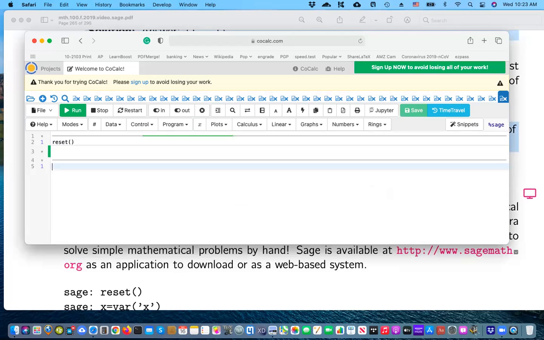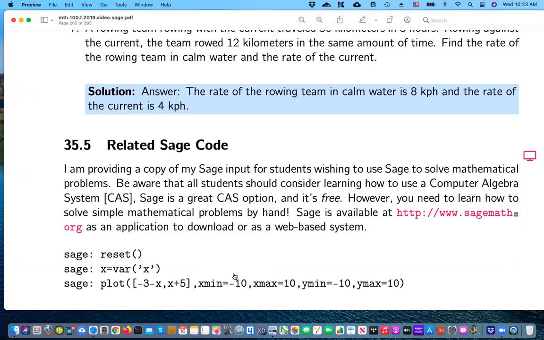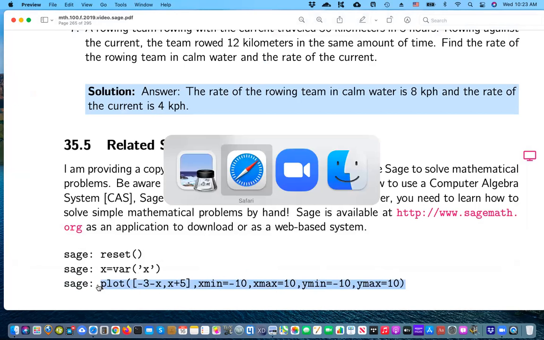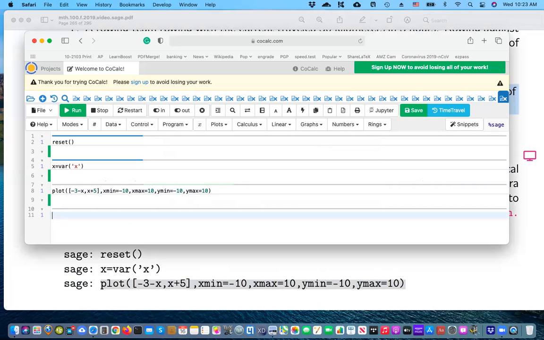Shift return. And then I'm going to say X is a variable. We've done this before. What does it want me to do now? Plot, P-L-O-T. You know what? I did type these in before. I'm just going to do a copy paste. And I don't mind you doing that either. I'm still going to read it to you. If you want me to plot 2 things, -3 minus x and x plus 5. These are both lines where the x is going to be between -10 and 10, and the y is between -10 and 10. Let's see what happens.